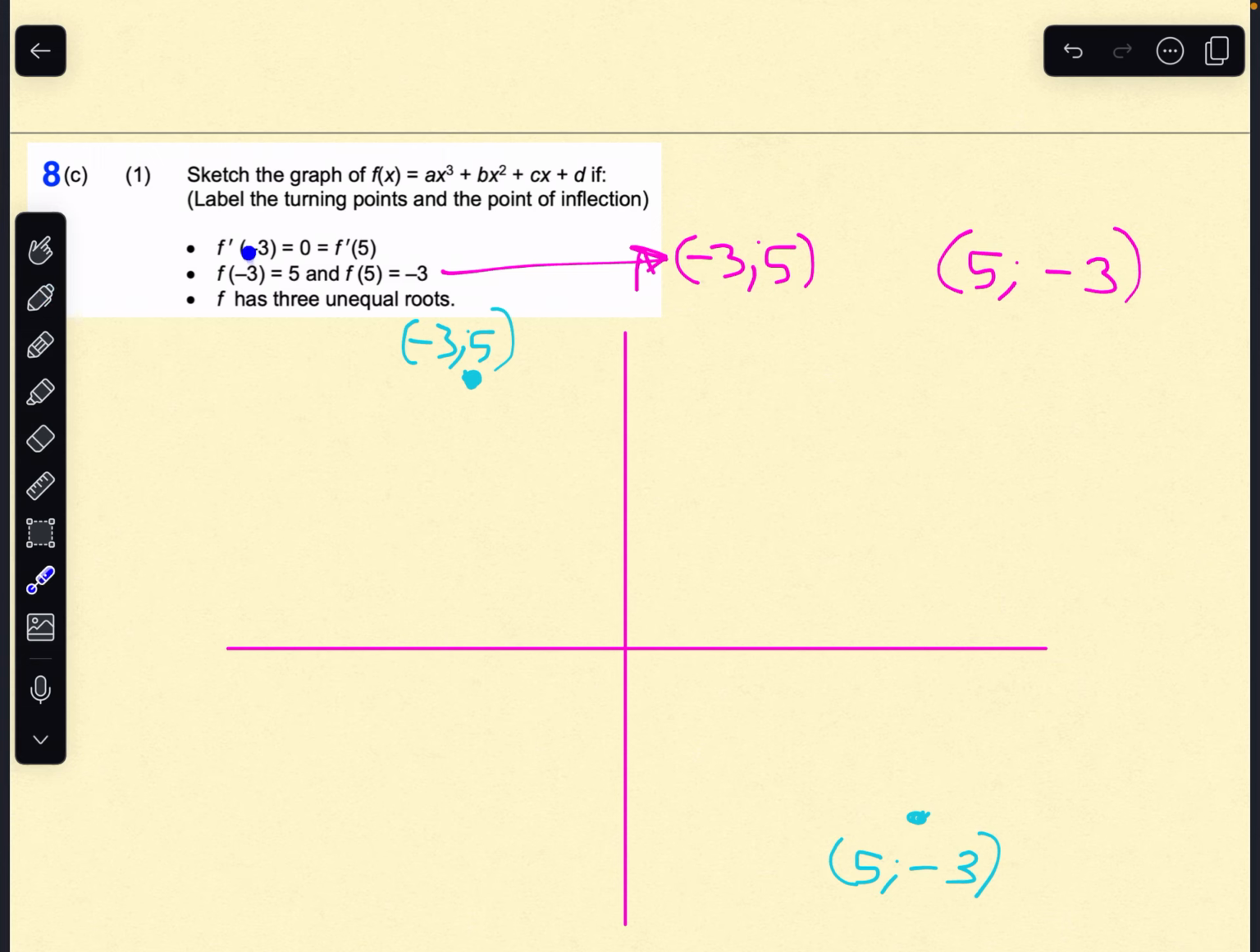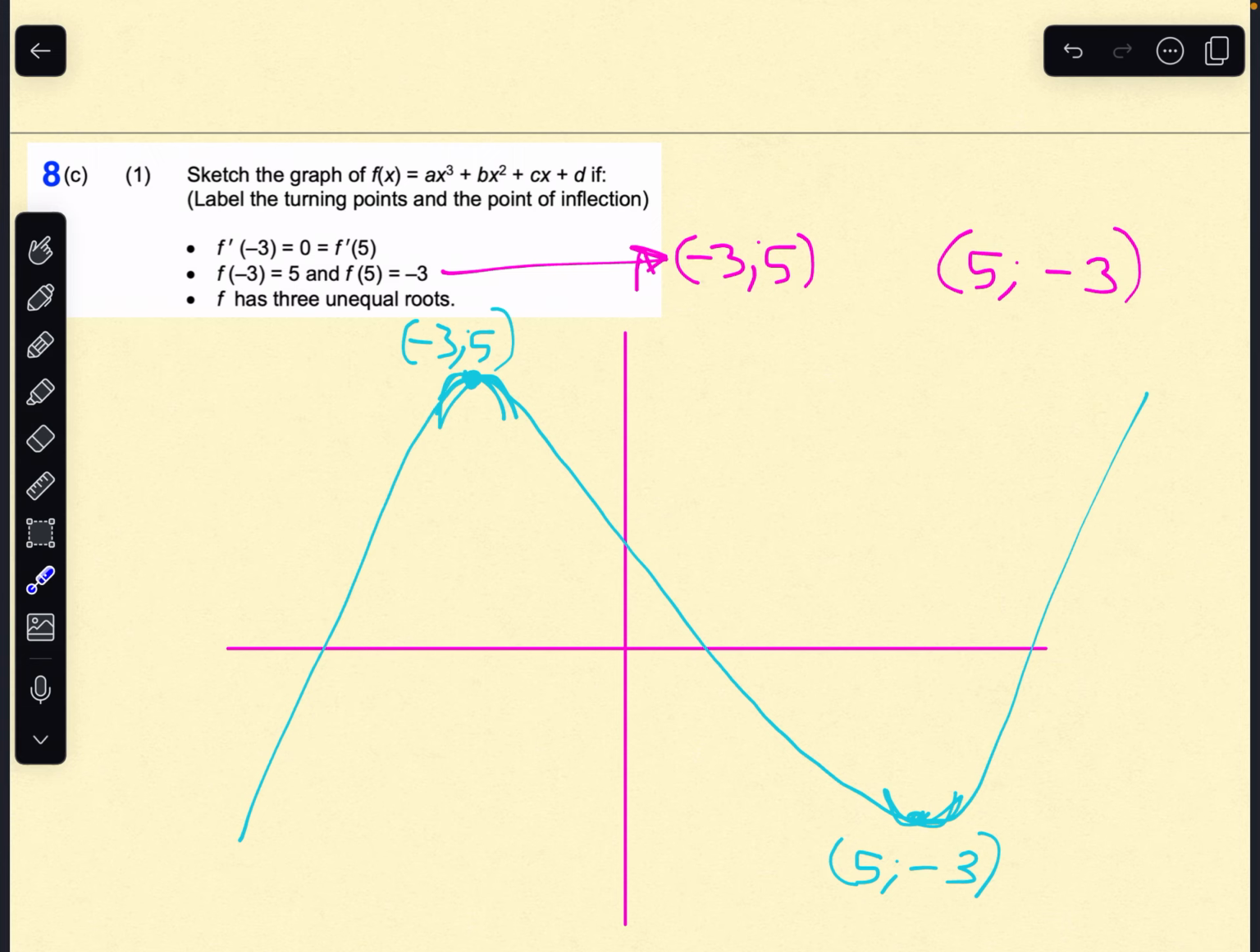Okay, then we know that the gradient when x is equal to -3 is 0, and likewise when x is equal to 5. And we can see that here it would have to be a local max, and this would have to be a local min. So our curve is going to look something like that. Okay, and the point of inflection will be midway between these two, right?